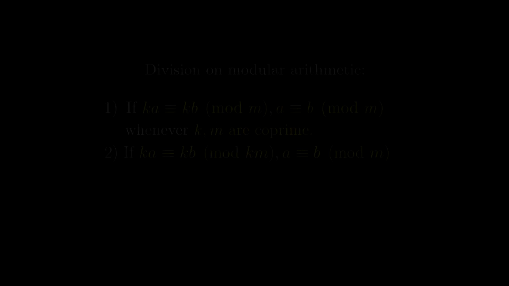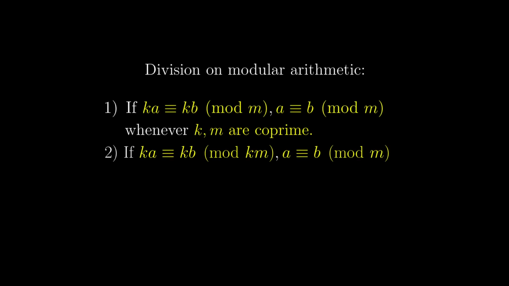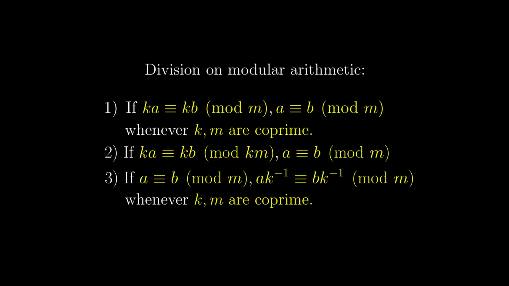So now going back to the rules of division on modular arithmetic, even if the two numbers on both sides are coprime, we can still quote-unquote divide both sides by a number k by considering its inverse modulo m. And of course, k has to be coprime with m, otherwise the inverse of k modulo m would not exist.